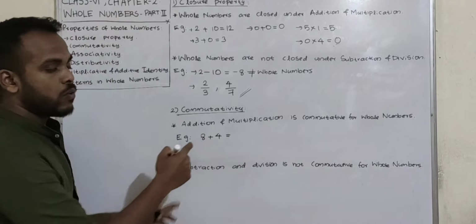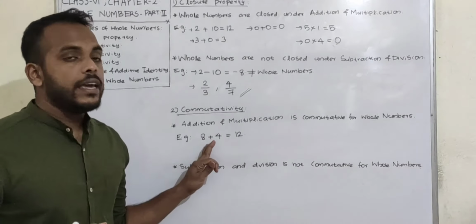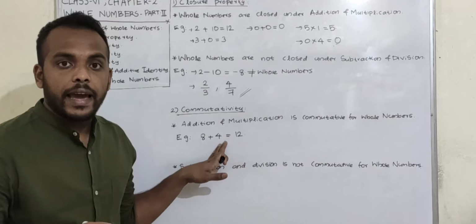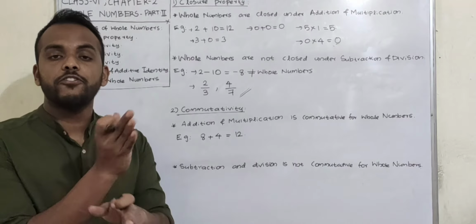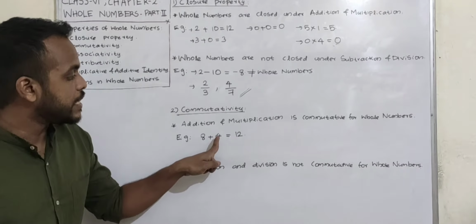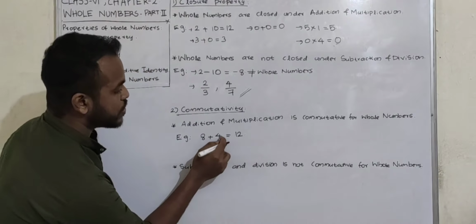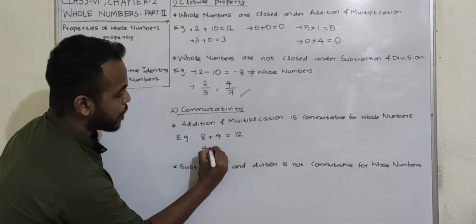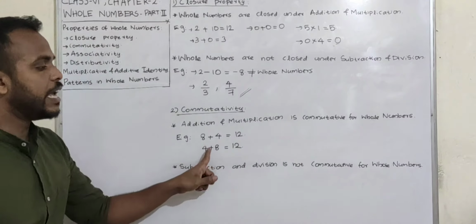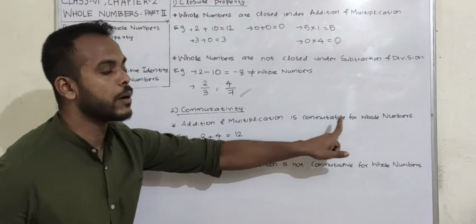If I add it, what is the answer? 12. Now, we say this operation is commutative if the answer is the same even if we interchange the numbers. That is, instead of 4, we write 8 and instead of 8, we write 4. So, I am going to change the order. 4 plus 8. What is the answer? It is 12 again. If this is true for all the numbers, then we say addition is commutative for whole numbers.